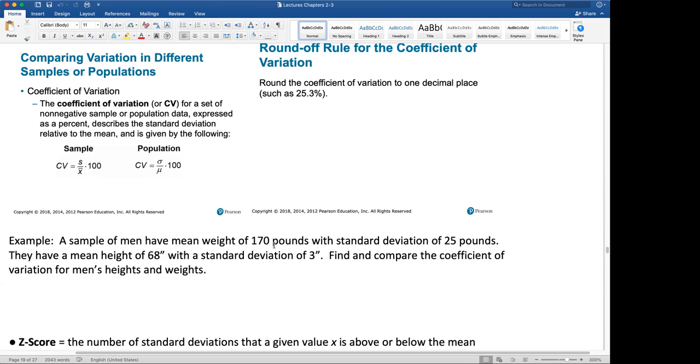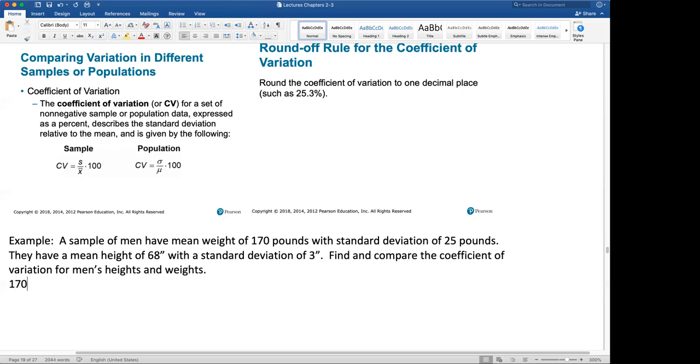So in that case, we're going to find the CV. For the first data set, the mean is 170, so it's 25 divided by 170, times 100. That's the CV for the first data set, the weight. That's going to be a percent. The reason we multiply by 100 is that the unit of CV is a percentage.